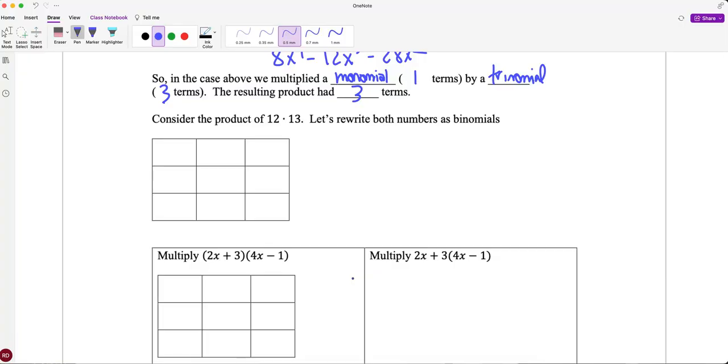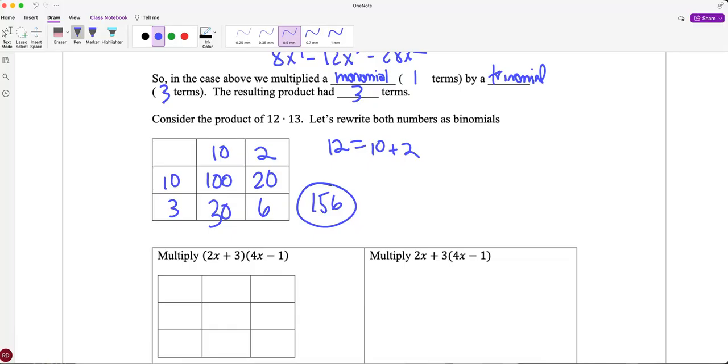We can figure out, okay, how can I multiply and write this as a binomial? So 12 is the same as what? 12 is equal to 10 plus 2, and 13 is 10 plus 3. So if I multiply this, 10 times 10 is 100, 2 times 10, 3 times 10, and 2 times 3. So you end up with, you look at that, what is that, 156? Okay.